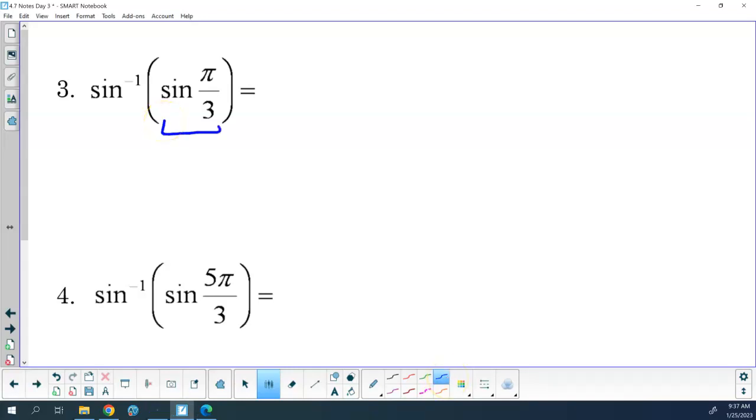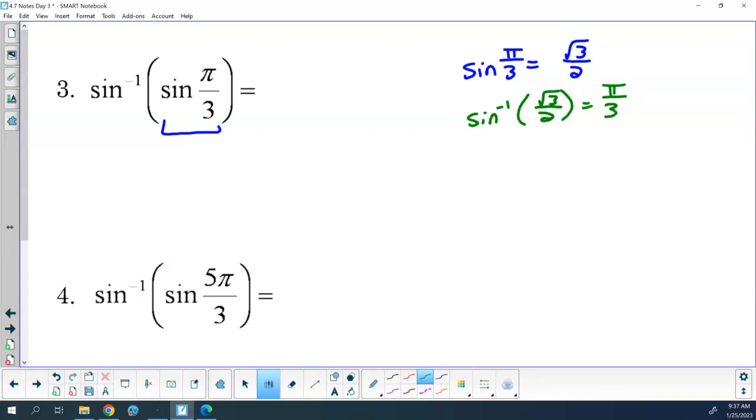So, sine of pi over 3 is going to be root 3 over 2. Then the inverse sine of root 3 over 2 is pi over 3. So this one is pi over 3. Yes? Okay? Makes sense. Our world is normal.